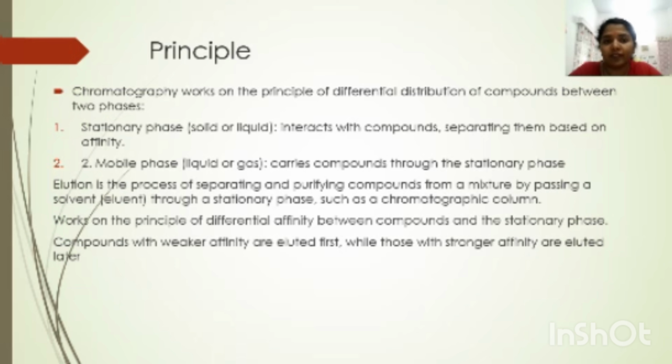Then we have a mobile phase. It can be either a carrier gas or a liquid. This is the phase which carries the compounds through the stationary phase, and the process is known as elution. Elution is the process of separating and purifying compounds from a mixture by passing a solvent or mobile phase through a stationary phase, such as a chromatographic column. So it works on the principle of differential affinity between compounds and the stationary phase. Compounds with weaker affinity are eluted first and those with stronger affinity are eluted last. So that's the principle of chromatography.